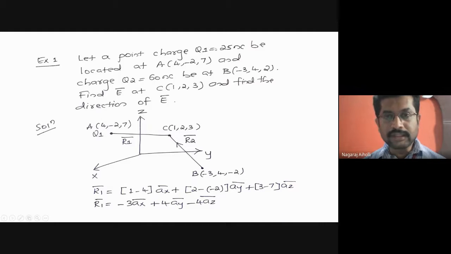Clear here? If you are finding that, then E bar is equal to 1 upon 4 pi epsilon naught, because in E1 bar it is 1 upon 4 pi epsilon naught, and in E2 bar also it is 1 upon 4 pi epsilon naught. Take it outside, into next Q1 divided by R1 square. What is the value of Q1? They have given it is 25 nanocoulombs. Substitute 25 times 10 to the minus 9 divided by R square.